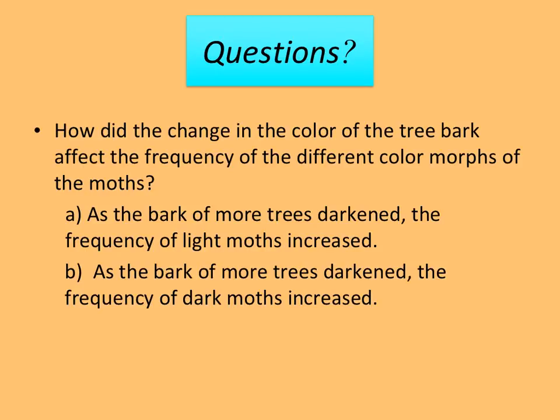How did the change in the color of the tree bark affect the frequency of the different color morphs? So, the selective environment changed. As the bark of more trees darkened, the frequency of the light morph increased, or as the bark of more trees darkened, the frequency of the dark morphs increased? If the bark got darker, which one increased? Dark one.